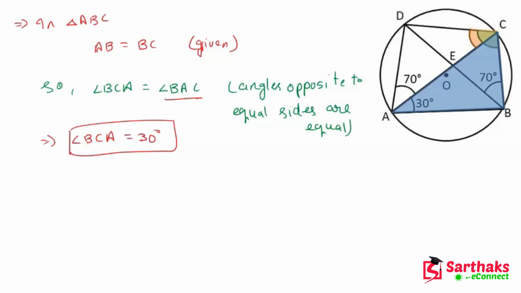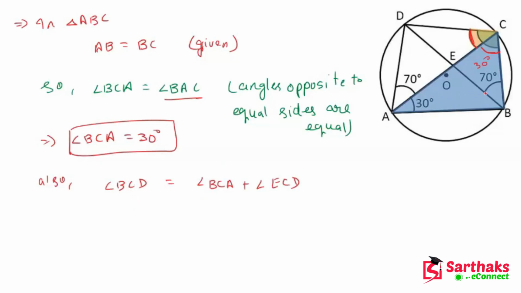We have to find angle ECD. We know that angle BCA is 30 degrees. Also, angle BCD is equal to angle BCA plus angle ECD.